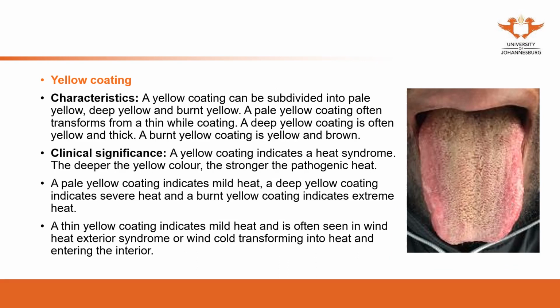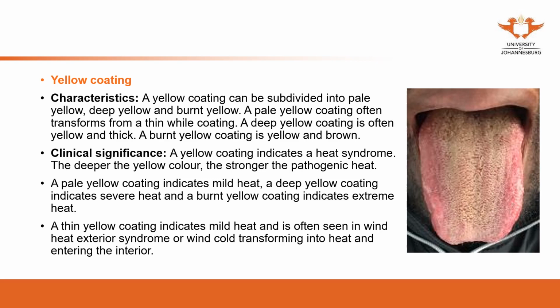Yellow coating. Yellow coating presents as yellow color. It can be divided into pale yellow, deep yellow and burnt yellow. So this is just different tones to describe how deep the color is. A pale yellow coating transforms from thin white coating, a deep yellow coating from the yellow and thick, burnt yellow from the yellow and brown. So as you can see, they are connected, they develop from one to the other and become worse and worse. Yellow coating in general indicates a heat signature.